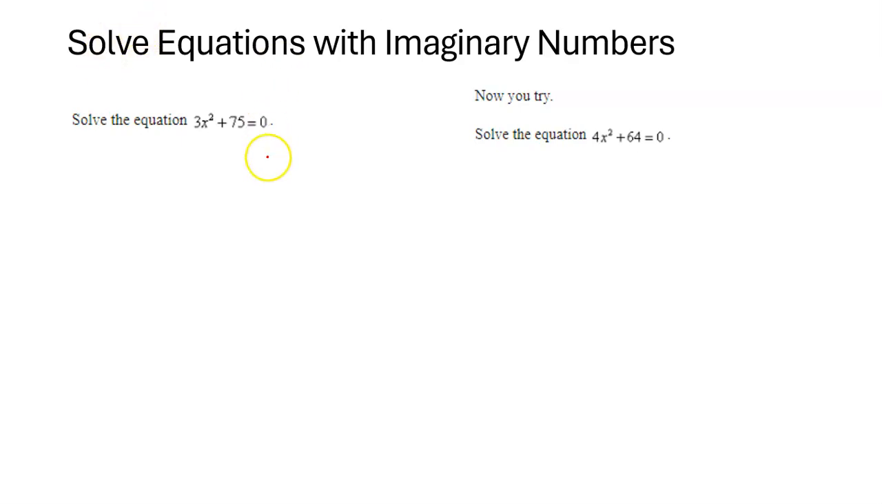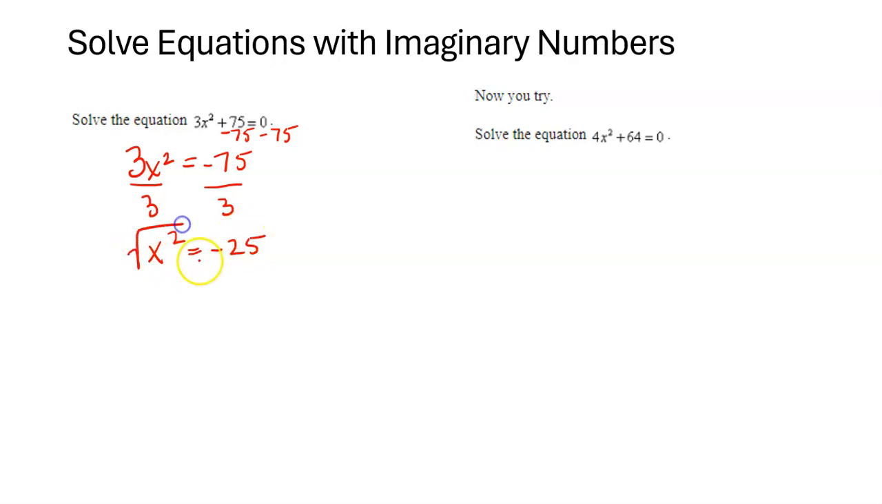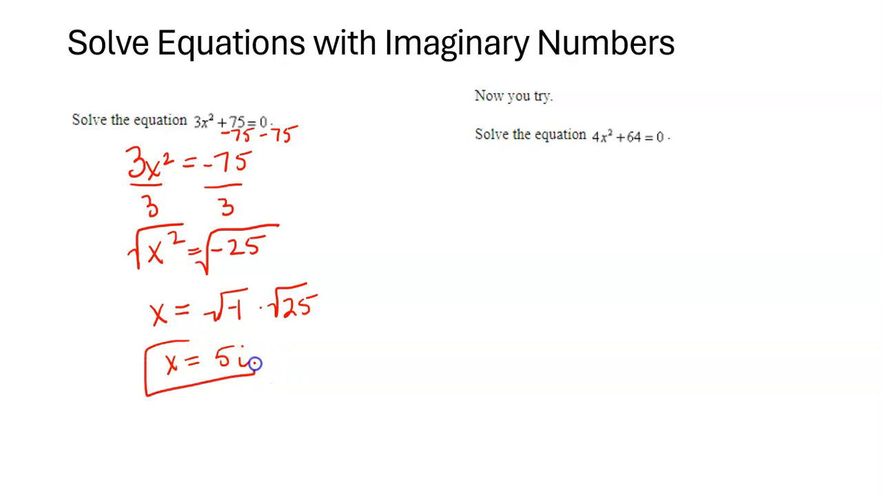This is what we're going to do. So I have 3x squared. I'm going to subtract 75 from both sides. So I get equals negative 75. And then I'm going to divide by 3. So I get x squared is equal to negative 25. And then I'm going to take the square root. So x is equal to the square root of negative 1 times the square root of 25. So x is equal to 5i. Could it also be equal to negative 5i? I don't think so. We're going to go with that.